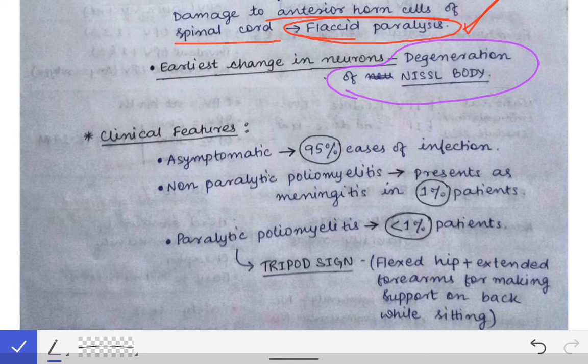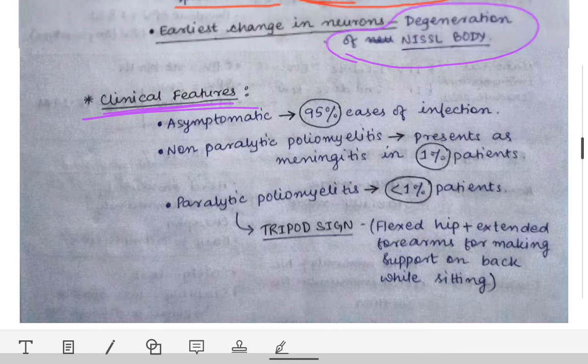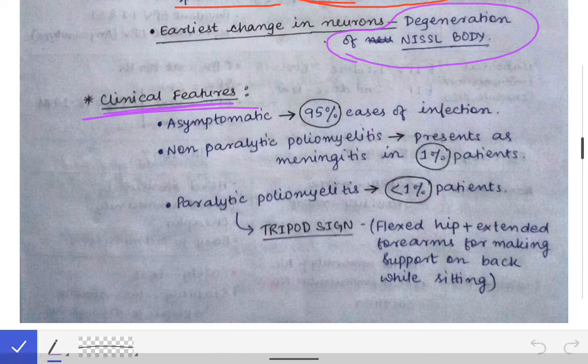Coming to the clinical features of poliovirus infection. In poliovirus infection, the maximum number of cases remain asymptomatic. About 95% of infections remain asymptomatic, while non-paralytic poliomyelitis occurs in about 1% of patients, and it presents as meningitis.